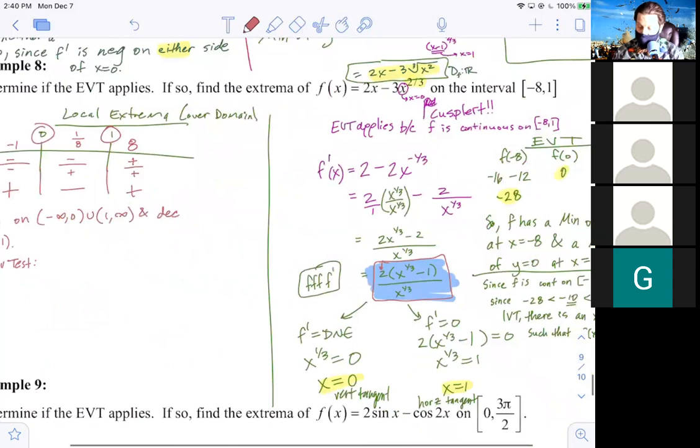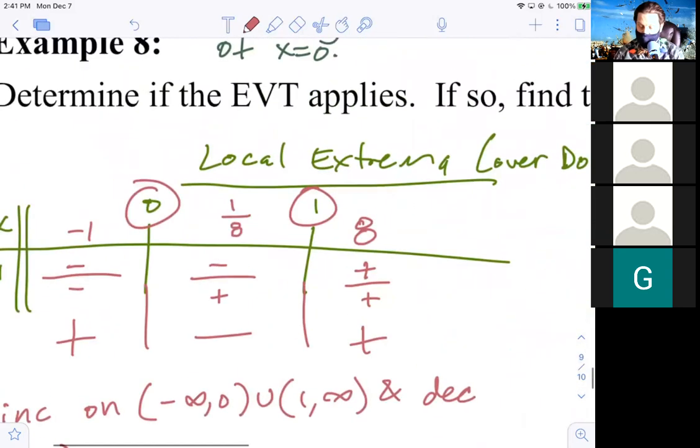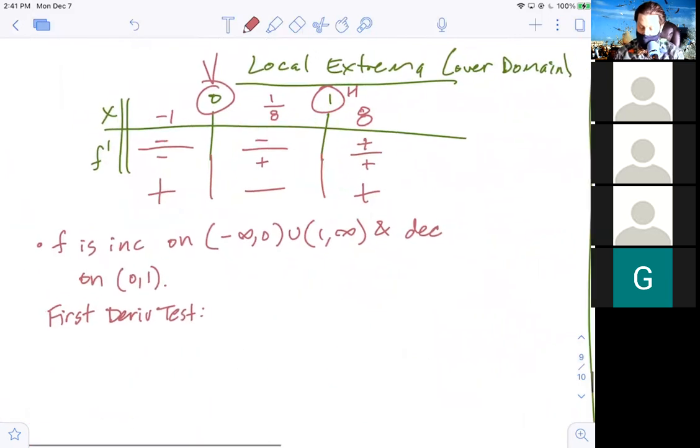It's helpful to know which ones were which. Remember, 0 was the vertical tangent, and then 1 was the horizontal tangent. So if f prime changes from positive to negative at 0, is 0 the location of a local max or local min? It's a local max, right? Because f goes from increasing to decreasing.